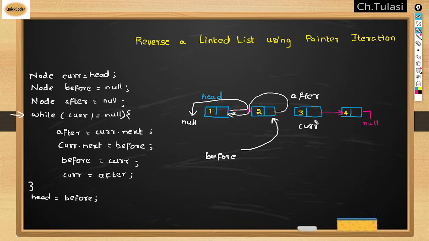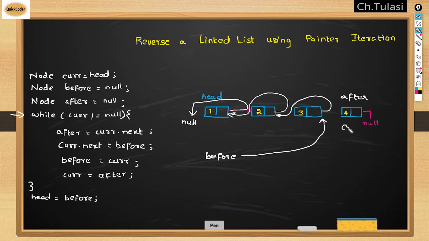Now my current will move to after, and again the same thing follows. First of all, my after will move to current dot next, and my current dot next will point to before. Now my before will point to this current node, and my current node will come to after node. And again the same thing happens. My after will move to the next thing, because it will point to null.